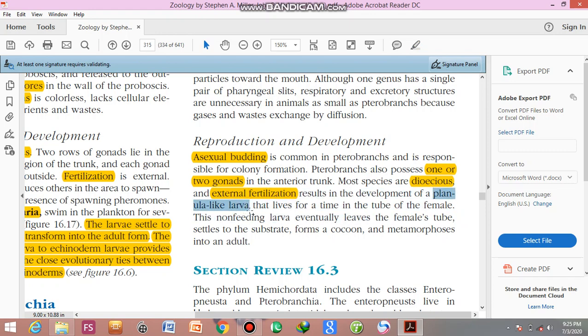This is important from the objective point of view. What is the name of the larvae of the class Pterobranchia? Planula-like larvae, and it lives for a time in the tube of the female. This non-feeding larva eventually leaves the female tube, settles to the substrate, forms a cocoon, and metamorphoses into the adult. Mostly this larva first lives in the tube of the female, and the larva is non-feeding. Then it leaves the tube of the female, settles to the substrate, forms a cocoon around it, and metamorphoses into the adult.